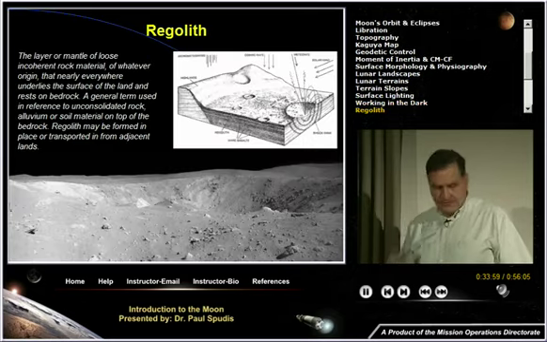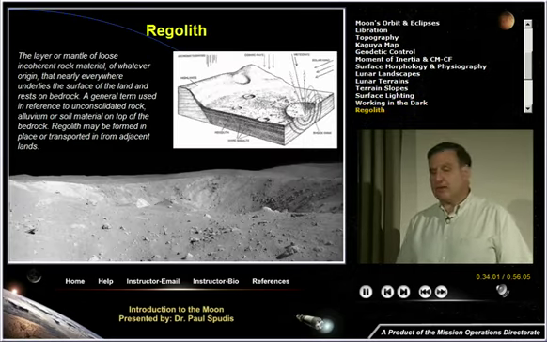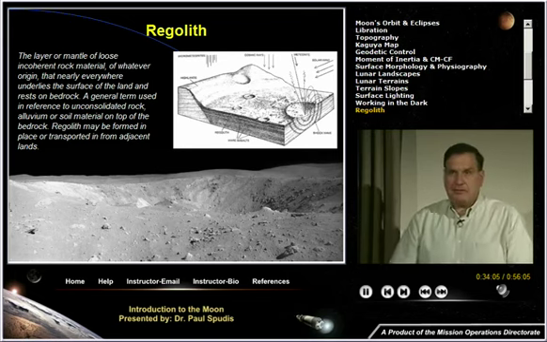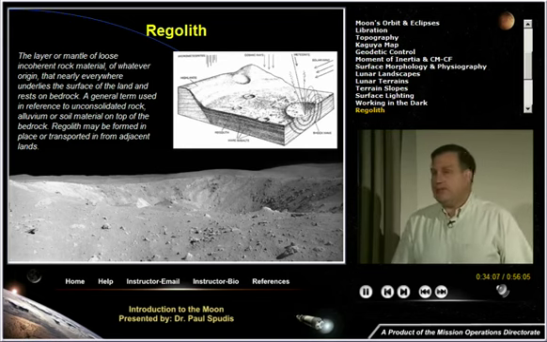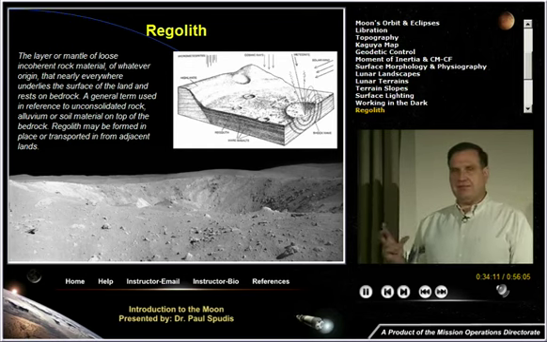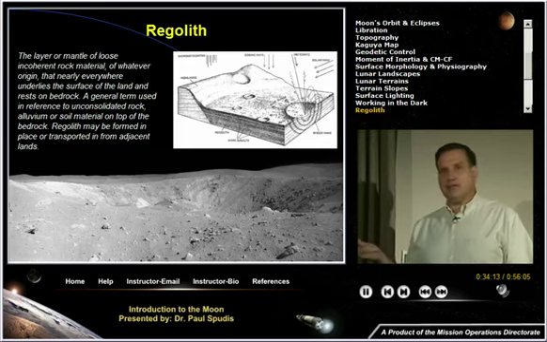I want to talk a little bit about the regolith. The regolith is, of course, the ground-up surface layer of the moon caused by impact bombardment. One thing I want to emphasize, the regolith includes everything. It's not just the very fine material that we call the soil, but it includes the rocks and boulders, too.